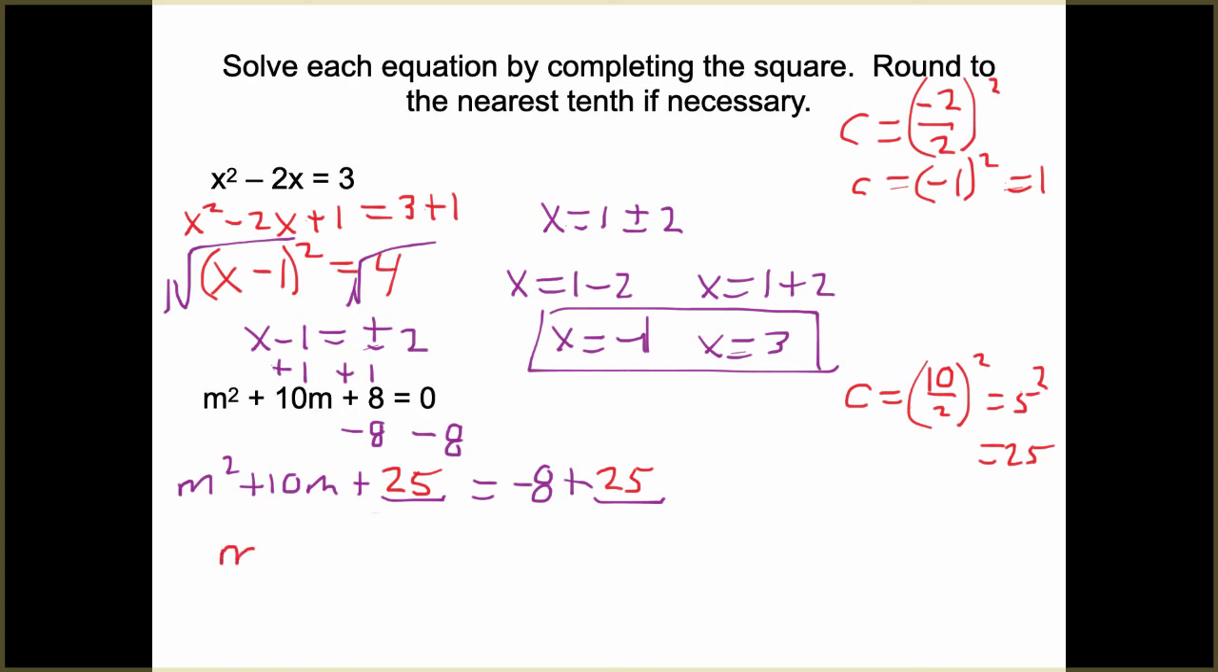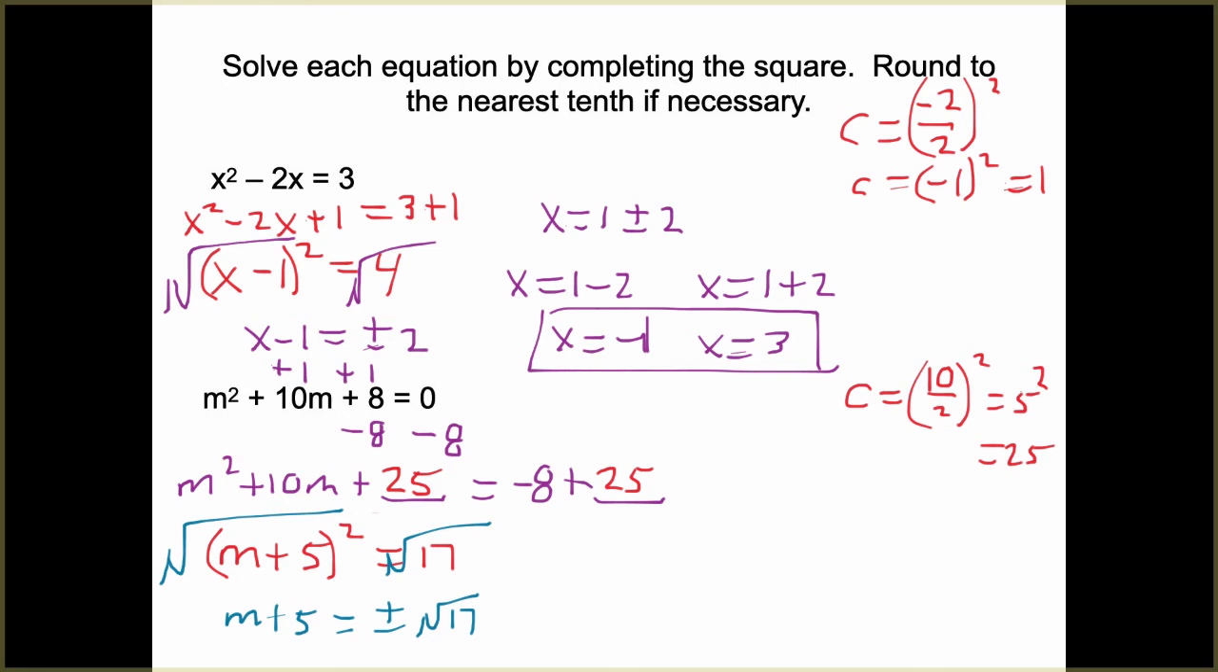Square root of the first is m, square root of the last is 5, sign in the middle is plus, all squared is 17. And again, you'll notice that the number that's in our binomial is the same number as half of b. Now we can use our square root property, take the square root of both sides, and we get m plus 5 equals plus or minus the square root of 17.